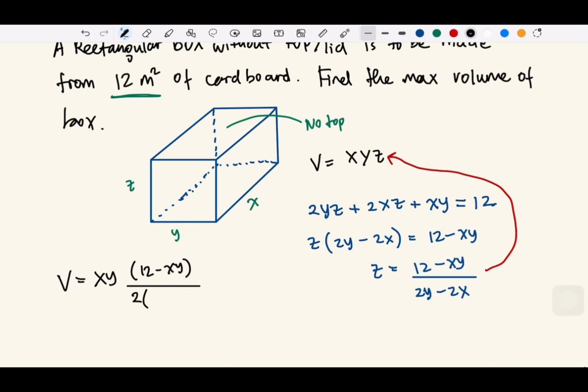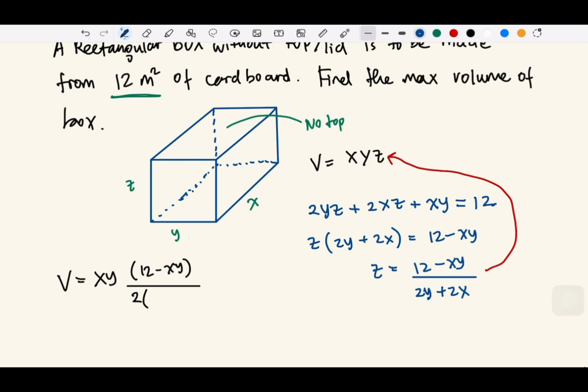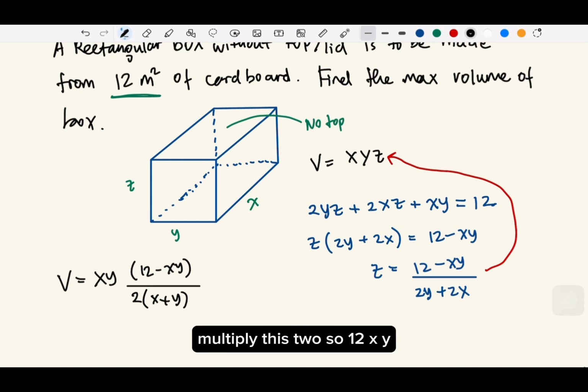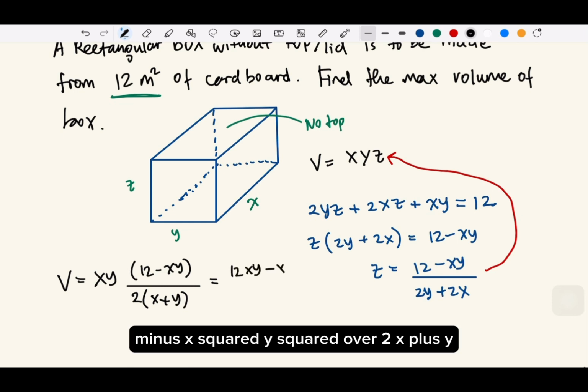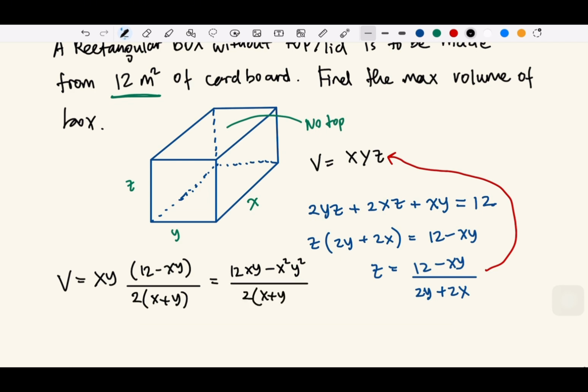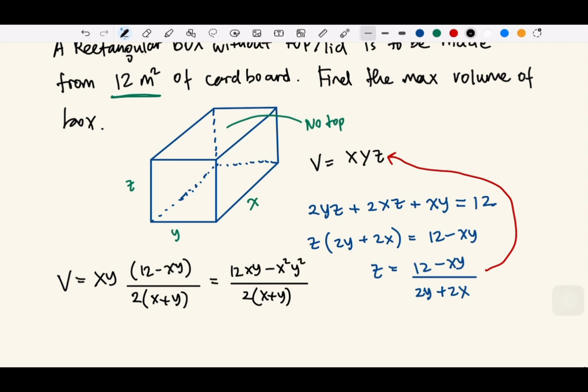2x, wait. Oh, this should be plus, sorry. 2x plus y. I think just multiply these two, so 12xy minus x squared y squared over 2x plus y. Now to compute the derivative, we need to have the quotient rule.